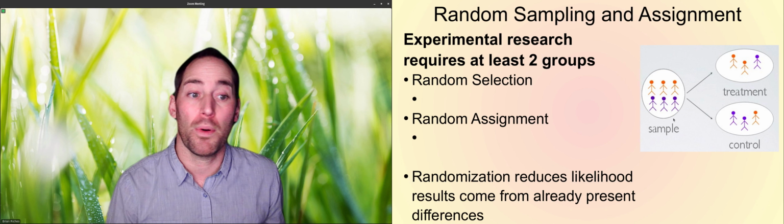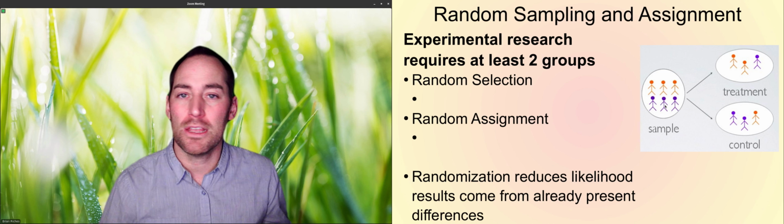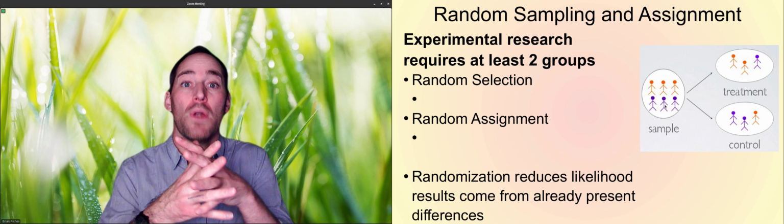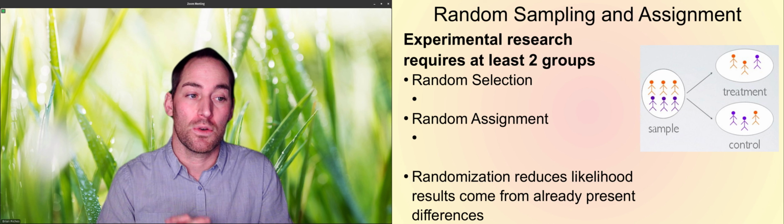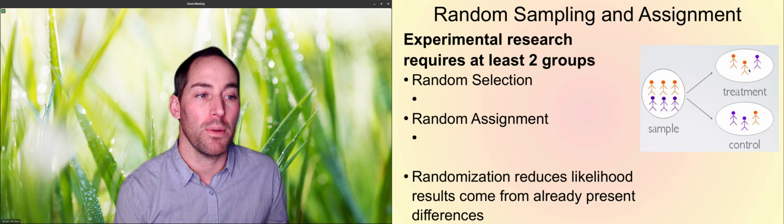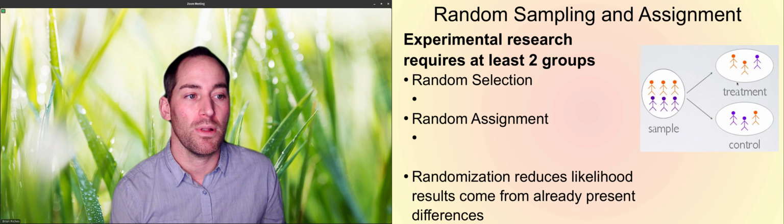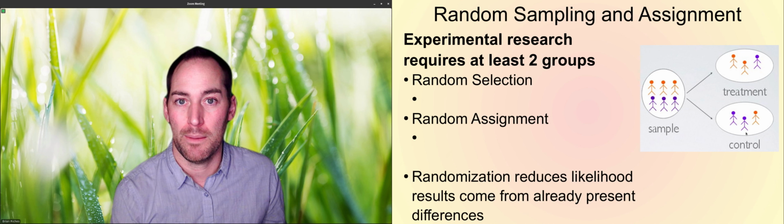So maybe the purple people are the best ones at math. But either way, whichever ones are better at math or worse at math, we want them all randomly assigned to each group. So we want an equal number of purple people in this group as in this group. We want an equal number of orange people in this group and this group, right?